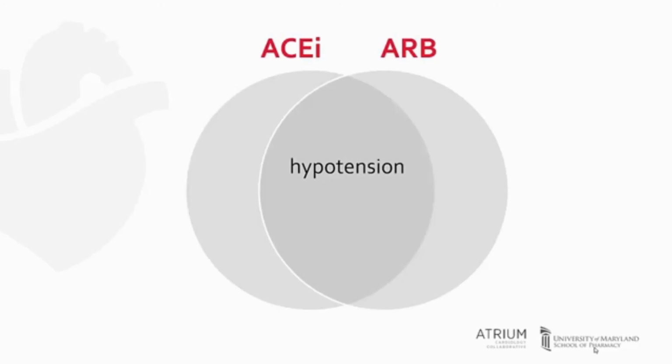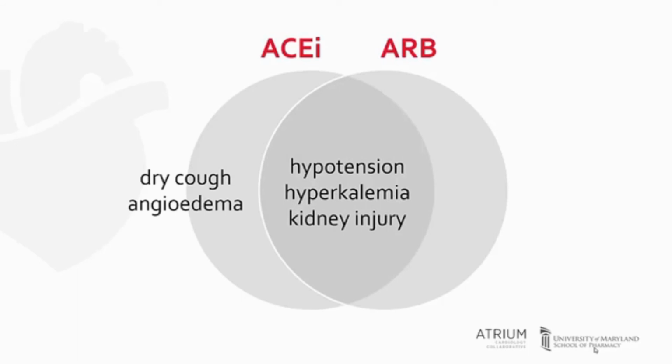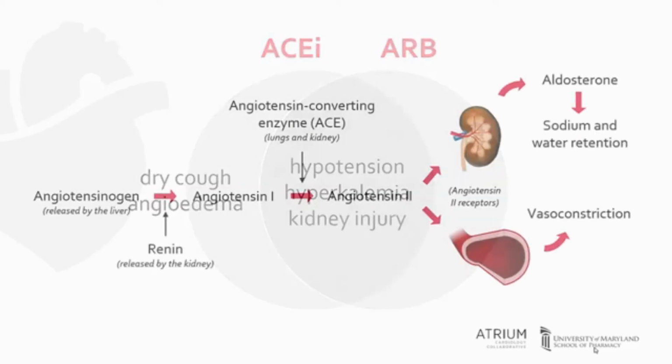Now, in terms of adverse effects, the most common adverse effects that ACE inhibitors and ARBs share are hypotension, which may manifest as dizziness, hyperkalemia, and acute kidney injury. Now, two adverse effects that distinguish the two are higher rates of cough and angioedema associated with ACE inhibitors. Now, to understand why, let's briefly take a look back at the mechanism of action for these two drugs.